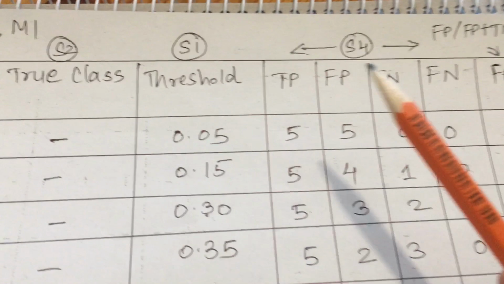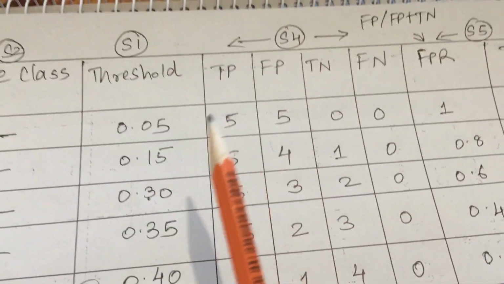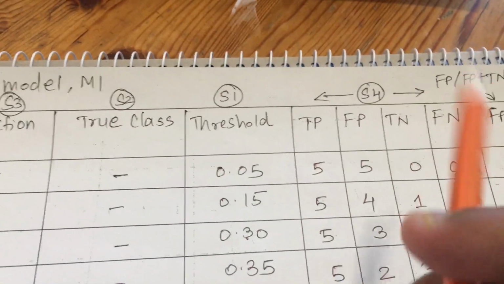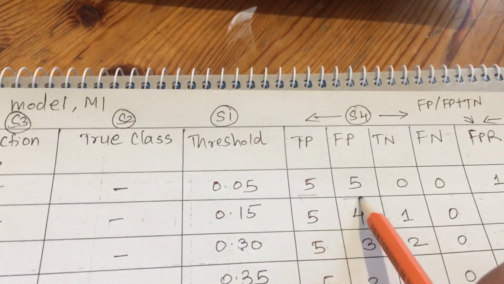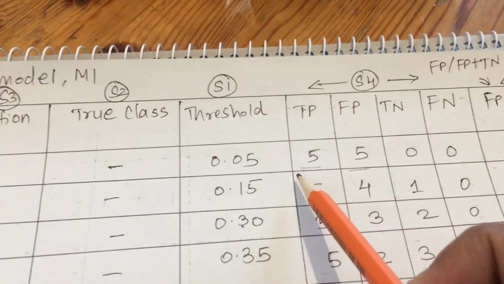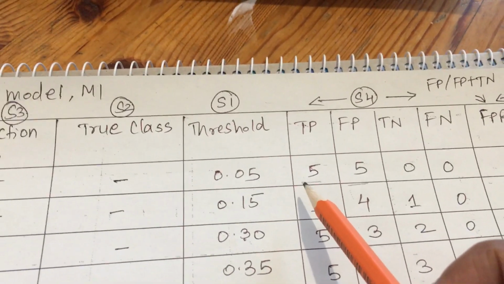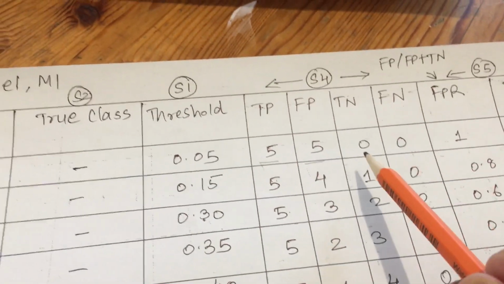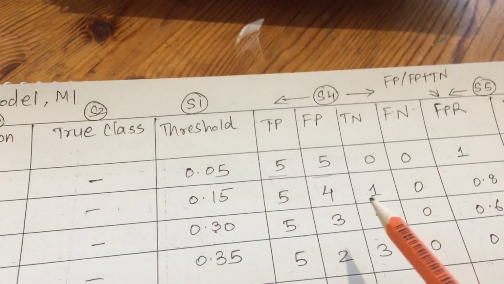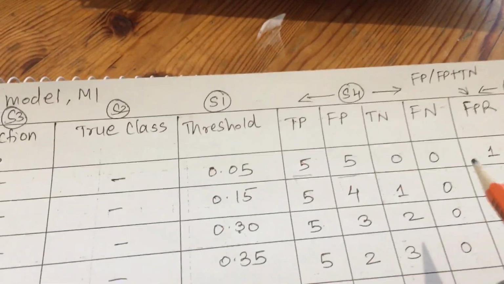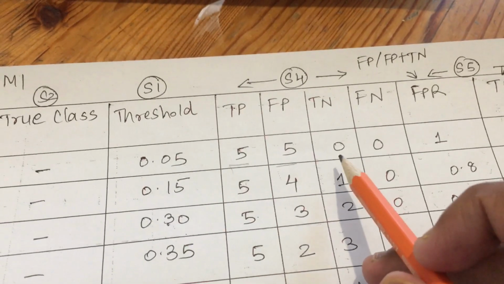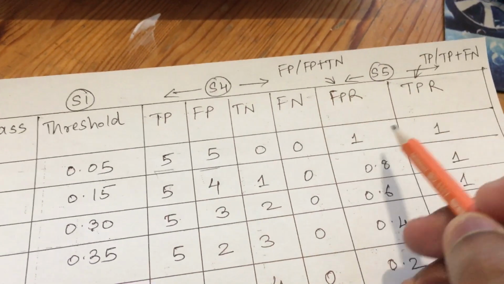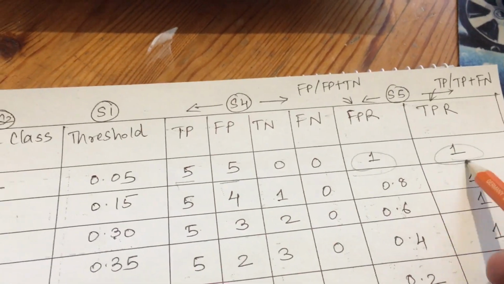Next, in step 4 we'll construct the TP, FP, TN and FN columns. Initially we begin with TP equal to FP, that is we'll assign some of our instances to true positive and some of the other instances to false positive, that is we'll classify some correctly and misclassify some of the labels. So we have TN and FN as 0 and 0, and we calculate FPR by this formula and we get 1 and 1 as the coordinates.